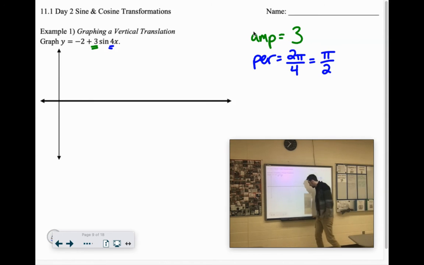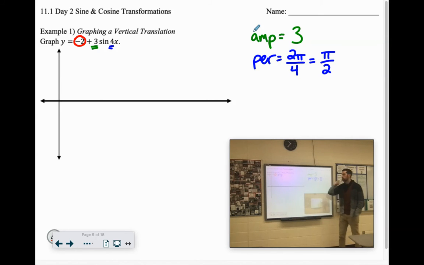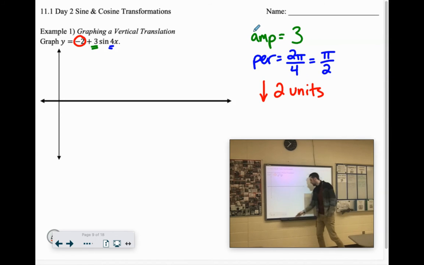The other thing, we have this -2, and it looks like it has nothing to do with the x. It's not being multiplied at all. So that's a vertical shift. That means we're going to be shifting everything down 2 units. Now we have basically everything we need at this point.